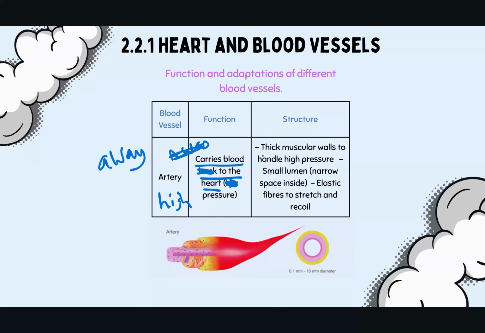So the artery has thick muscular walls to handle the high pressure. Because at this point, the blood that's entered into the left side of the heart is oxygenated. So it needs more space. So the artery has a small lumen, as in the narrow space inside. It's got a thick muscular layer and it's got a thick elastic fiber layer as well.